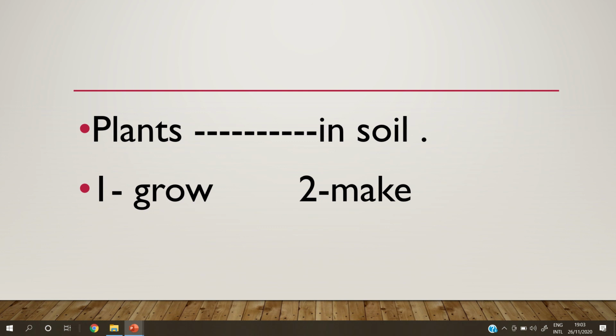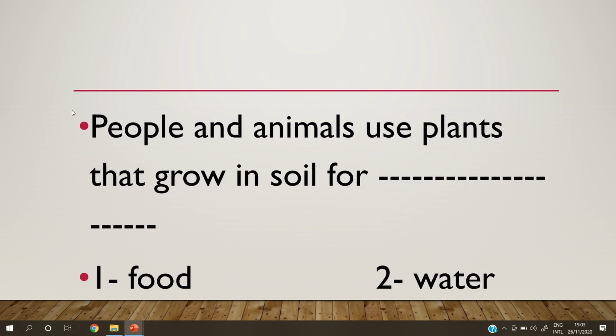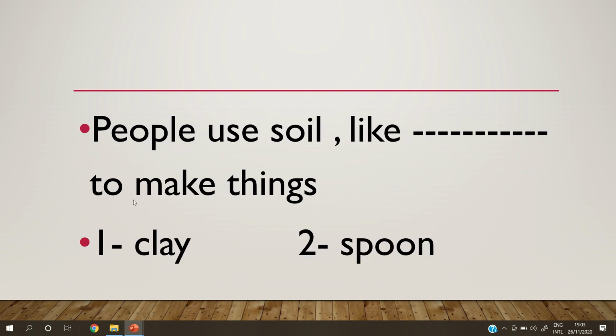Yes, grade 1, excellent. People and animals use plants that grow in soil for what? For food. Yes, amazing, grade 1. What kind of soil do people use to make things? The clay. People use a kind of soil called clay to make many things.